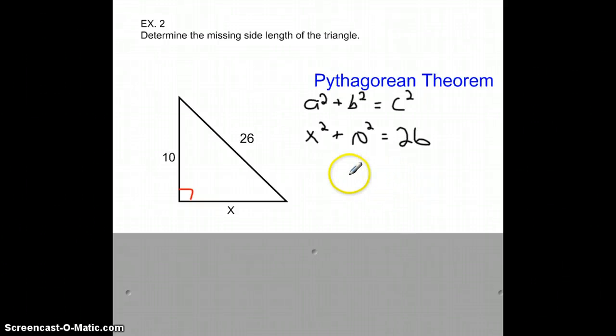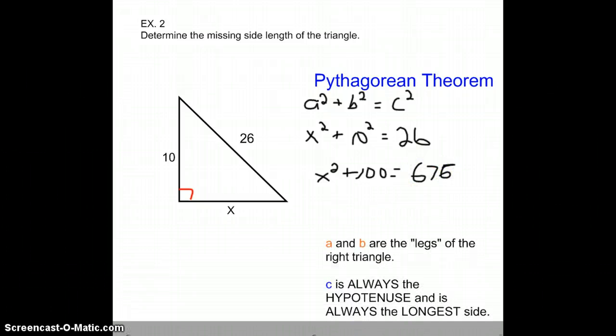All right, let's fill in here. X squared plus 100 equals, and 26 squared is going to be 676. And you've got to memorize your perfect squares up to 25. 26, I know is easy. You can see there's some 6's repeating here.